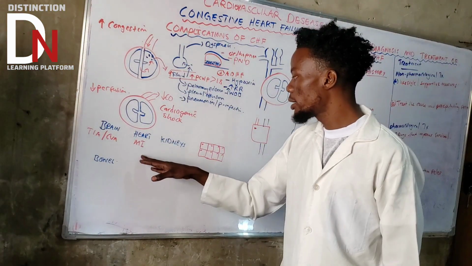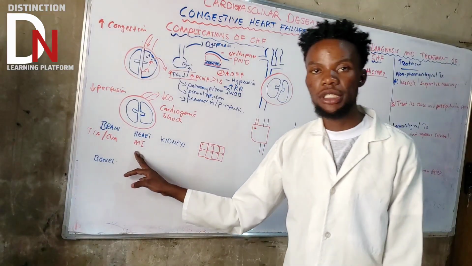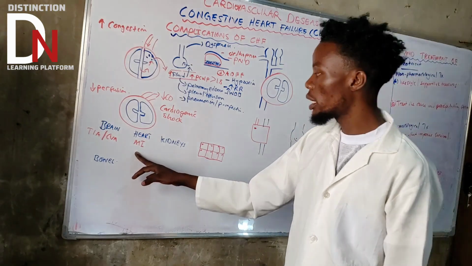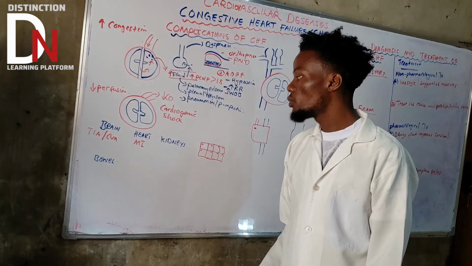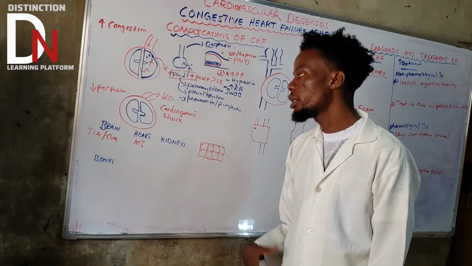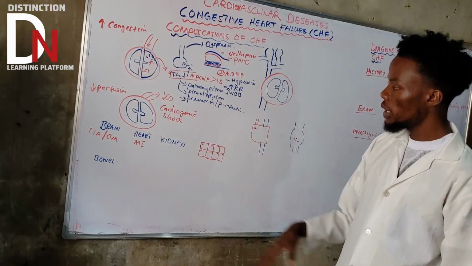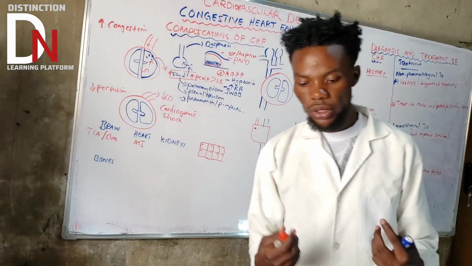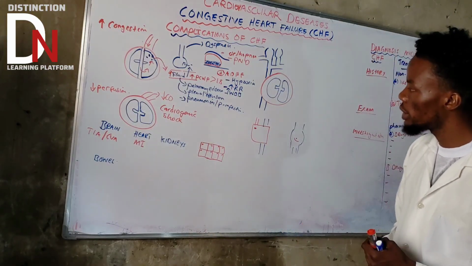And from MI, you can see a lot of complications like arrhythmias, like ventricular tachyarrhythmias and atrial tachyarrhythmias, AFib, because of myocardial infarction. That is the most important thing that you need to understand. Now let's go to the kidneys. There is low tissue perfusion to the kidneys.